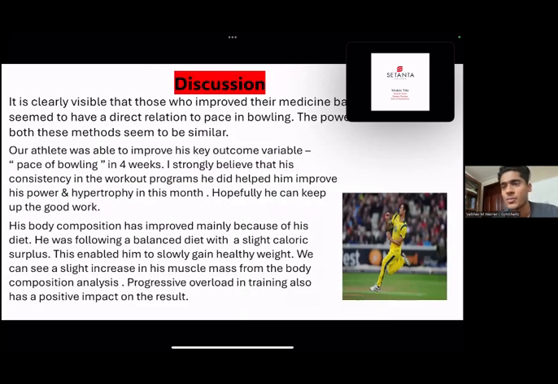And let's discuss what all we could do. Yeah, he was able to improve pace and even gain a bit of weight, change his body composition. Pretty happy that he could focus on his calorie surplus diet, which helped him gain weight, healthy weight, I should say, and progressive overload in his training also helped him.